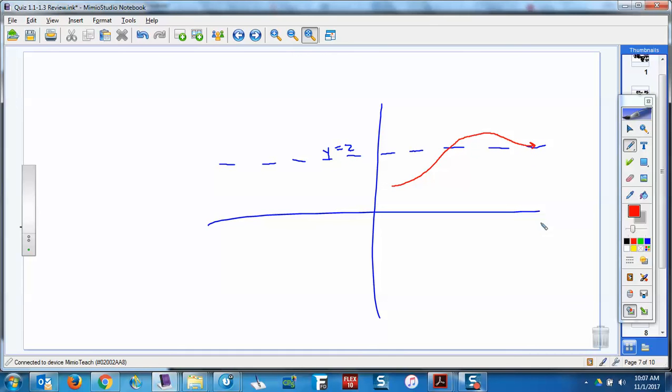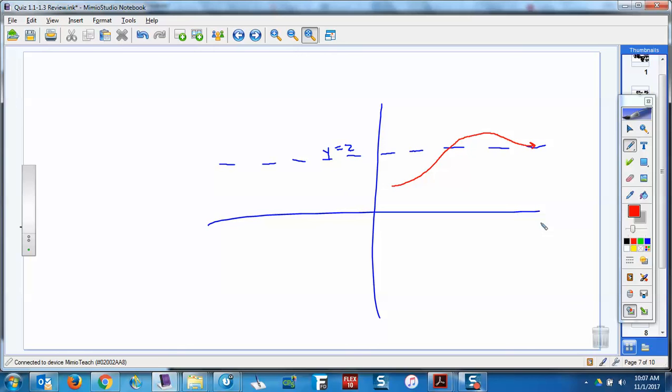Now, you can't cross a vertical asymptote because that's where a function isn't defined. There is no y value there, so if you crossed it, there'd be a y value there, so why would you have a vertical asymptote? So you can't cross a vertical asymptote, right? And besides, if you crossed it and came back, it would fail the vertical line test. It wouldn't be a function, right?